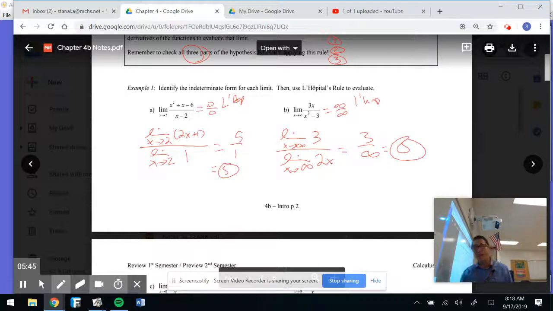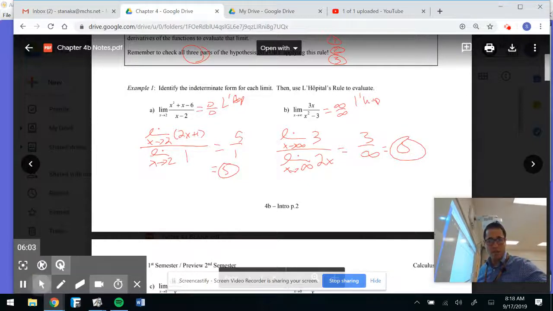Believe it or not, a question you might have is, what if I do L'Hop and it doesn't work and I still get an indeterminate result? You can keep on using L'Hopital's rule as long as you get an indeterminate result. You can just keep on using it. Okay, let's keep rolling here.